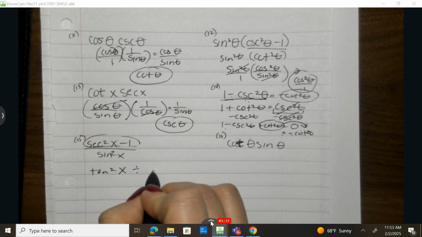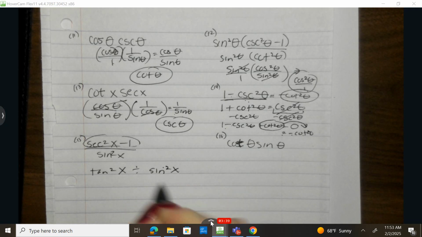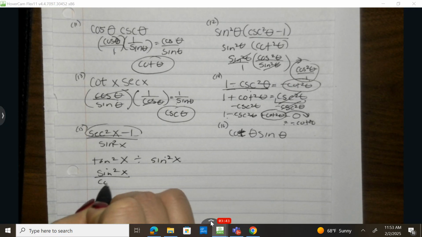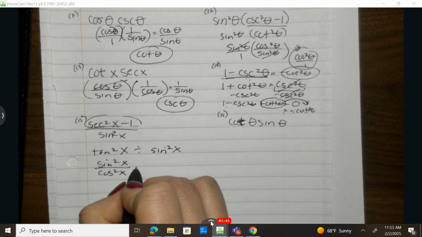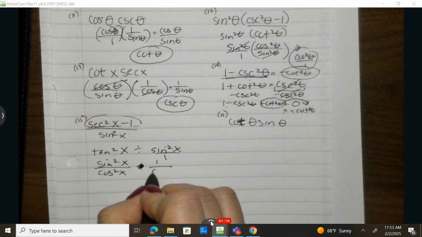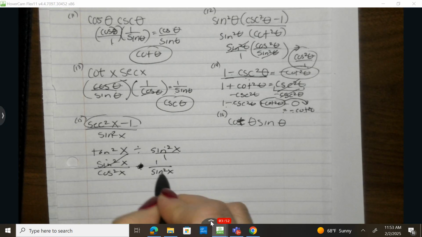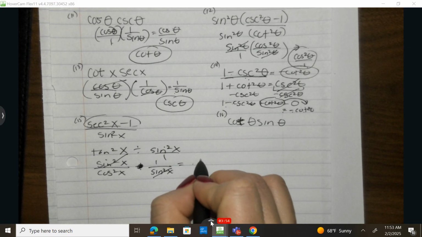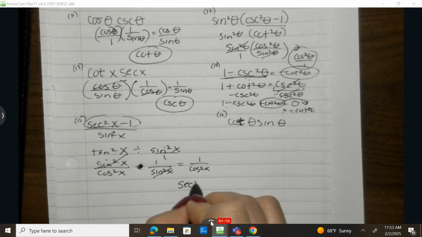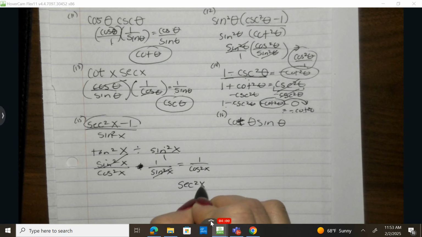And I want to divide it by sine squared x. So I know tangent squared is sine squared x over cosine squared x. And when you divide, you turn division into multiplying, and you take the reciprocal of the second fraction. We can see the sines are going to simplify to 1, and I'm left with 1 over cosine squared theta, which is equivalent to secant squared theta.